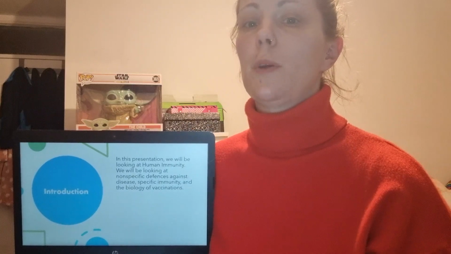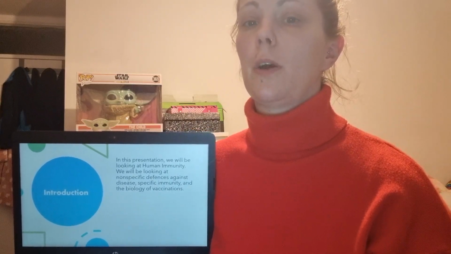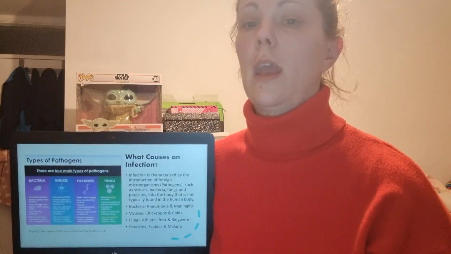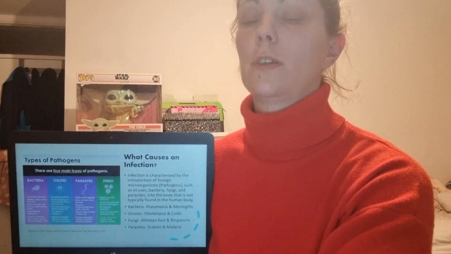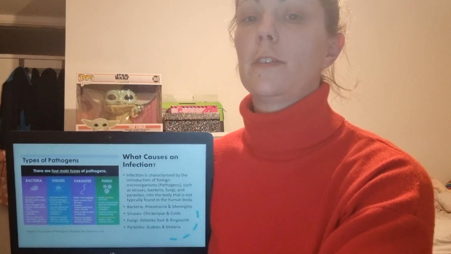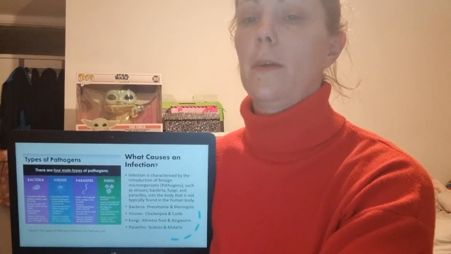In this presentation we will be looking at non-specific defences against disease, specific immunity and the biology of vaccination. Human immunity means having the ability to prevent the invasion of harmful pathogens. Infection is characterised by the introduction of foreign microorganisms, also known as pathogens, such as viruses, bacteria, fungi and parasites into the body that are not typically found there.